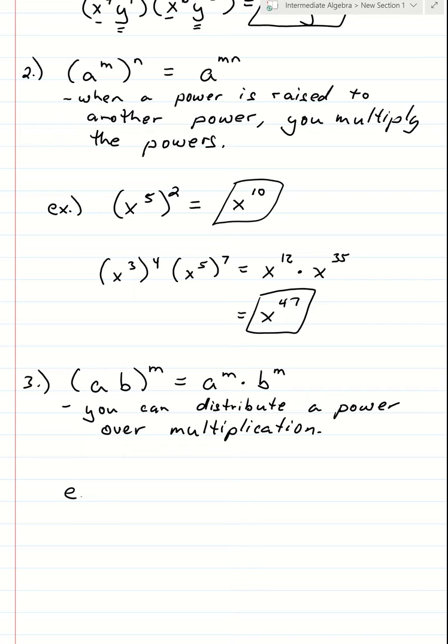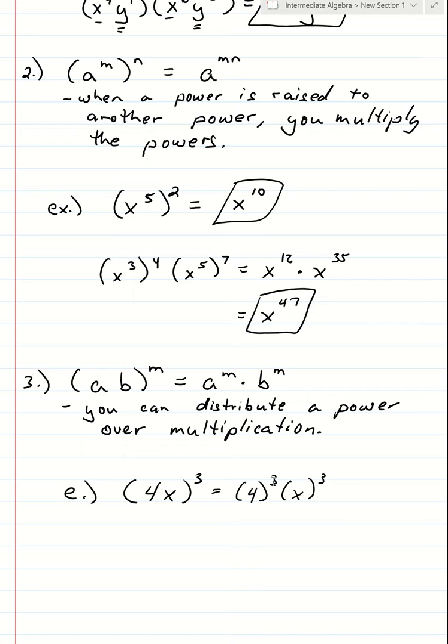For example, if we had 4x to the 3rd power, well, what we can do is we can use the third law of exponents, in that I would take the 4 and raise it to the 3rd power, and then I would have to take the x and raise it to the 3rd power.